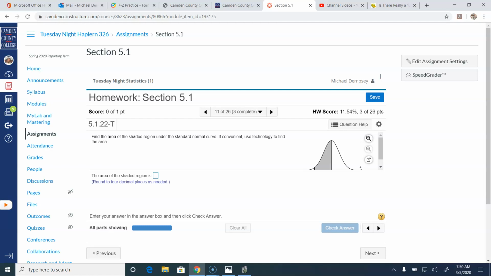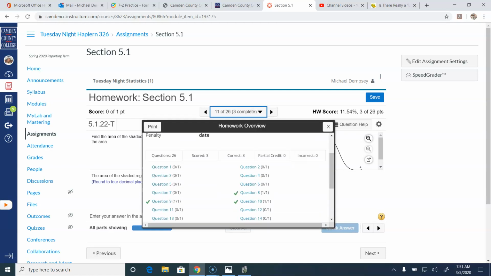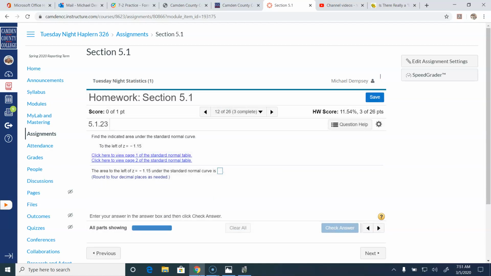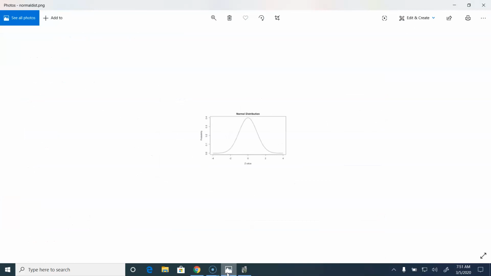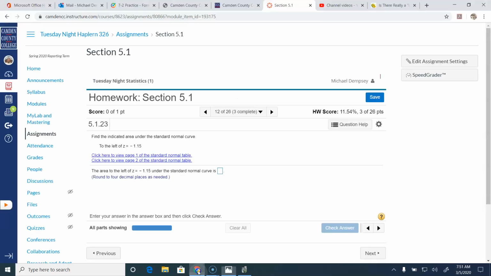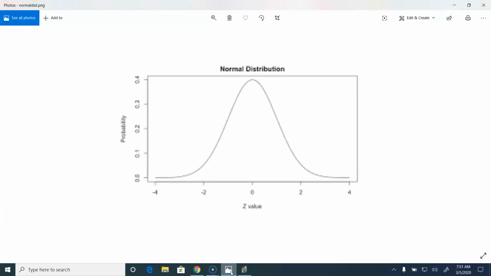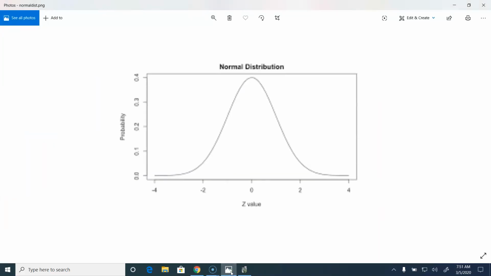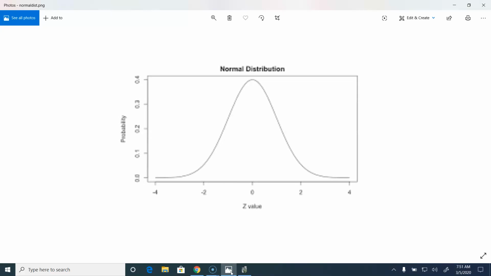Let me take a look at number 12. I had that on my list here. Yep. So here I don't have a curve now, so I'm going to have to try to picture it. If I can picture what this normal curve looks like, that would be helpful, and you probably have one on your formula sheet. What this is asking for is the area to the left of negative 1.15. Negative 1.15 is going to be right around here, and I want everything to the left of it.